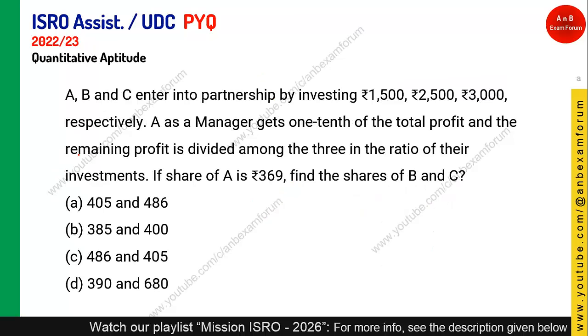The next question, I think we are left with 3 questions. We have solved 21 questions till now, so the 22nd question is this one. Again, it is from partnership. There are 3 partners, A, B, C. A as manager gets 1/10 of the total profit. The remaining profit was divided among the 3 in the ratio of their investment. If the share of A is 369, find the share of B and C.